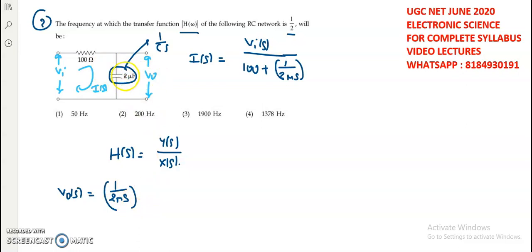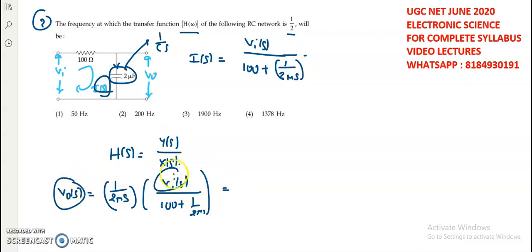The voltage drop across the capacitor is nothing but the reactance of this capacitor into the current flowing through this capacitor. The current flowing through this capacitor is I of S, and here I got the equation. So that's what I am writing here: V of S divided by 100 plus 1 by 2 micro S. Now the transfer function is nothing but Laplace of output divided by Laplace of input. It is a Laplace of output and it is a Laplace of input.